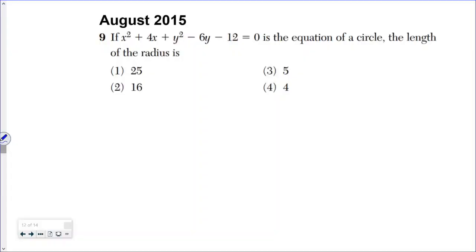Okay, August 2015, number 9. If x squared plus 4x plus y squared minus 6y minus 12 is the equation of a circle, the length of the radius is what? All right, so this is just a completing the square problem. Now, one thing I'm going to do right away is take that negative 12 that's on the left-hand side, and put it on the right-hand side where it shall become a positive 12.